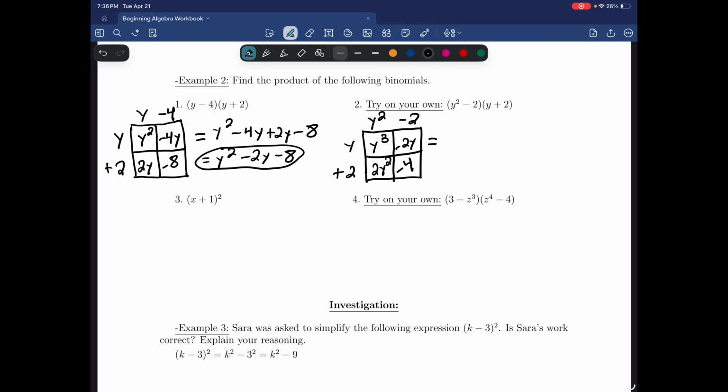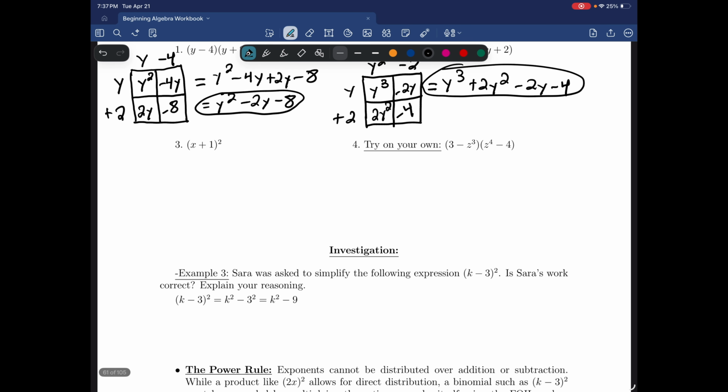And now let's just write our terms and see if we can combine any like terms. So we have that y cubed. Down here we have that positive 2y squared. Here we have negative 2y. And then on the bottom here we have negative 4. And looking at this polynomial, now that we have it written out, there aren't any like terms. So this is your final answer.